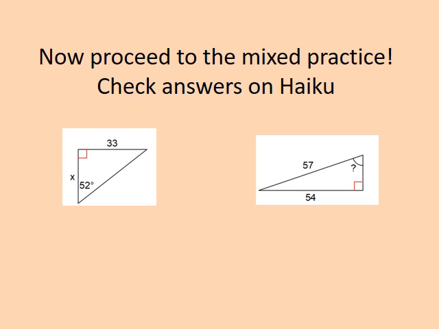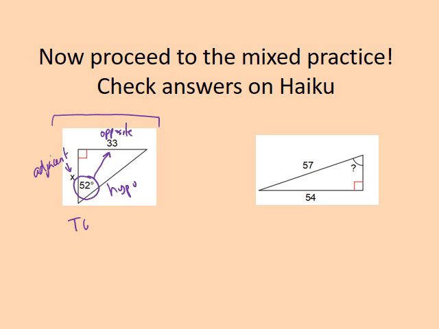Now before you proceed to the mixed practice on Haiku, I want to show you two problems where the ideas of finding angles and finding sides are mixed together. So this first problem, we're looking for a side. So we're given the angle 52. So we have the opposite to the angle. So our opposite is 33. And x right here, which is what we're looking for, is our adjacent. This would be the hypotenuse.